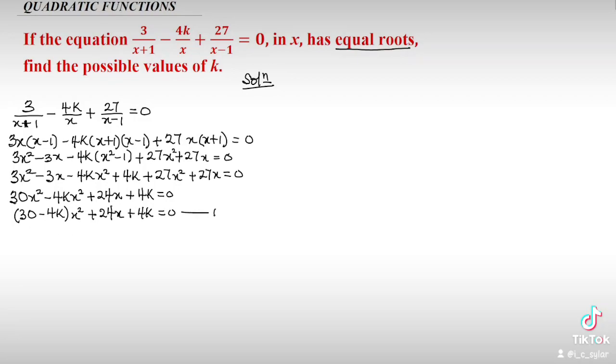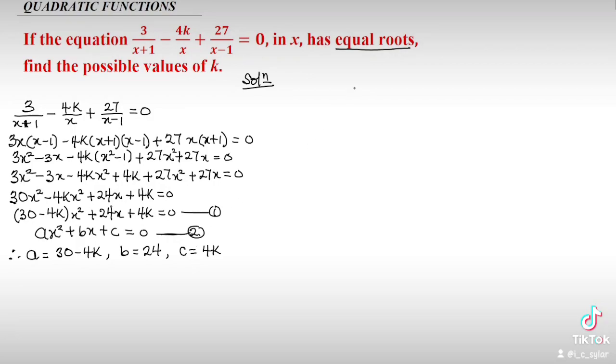So comparing this to the general form of quadratic, which is ax squared plus bx plus c equals 0, comparing these two, I know that a becomes 30 minus 4k, b becomes positive 24, and then c becomes 4k.